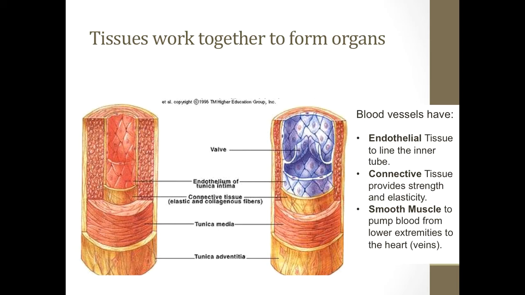So we have endothelial tissue to line the inner tube. That's this blue area, the pink area over here. We have connective tissue. It provides elasticity. Here it is. So here's the connective tissue. In the blood, when the heart pumps, it's like turning on the hose full force. You don't want this to pop. That would be bad. So connective tissue provides elasticity and strength to these blood vessels. And then smooth muscle helps to pump blood from the lower extremities to the heart, and that's in veins. So only veins have that.